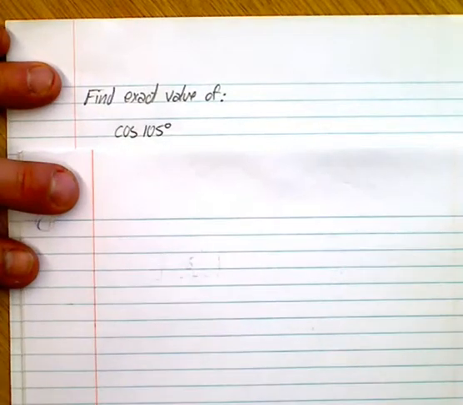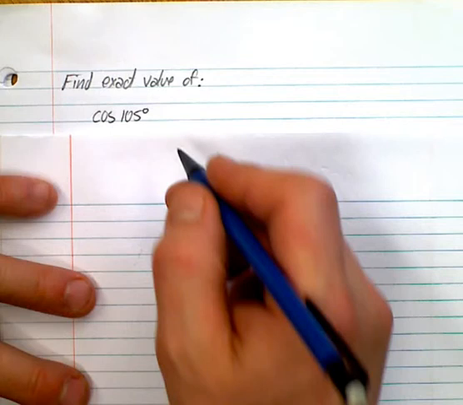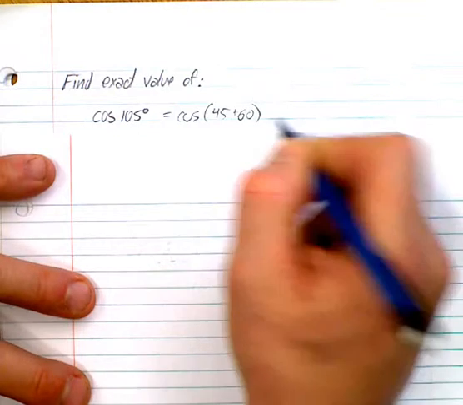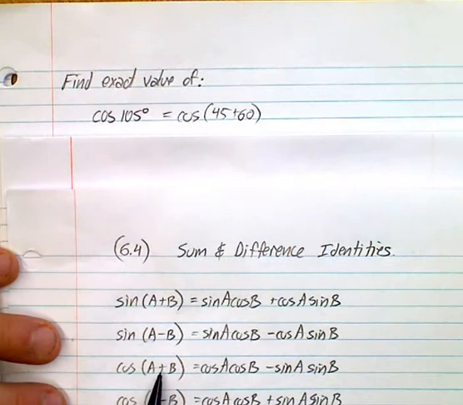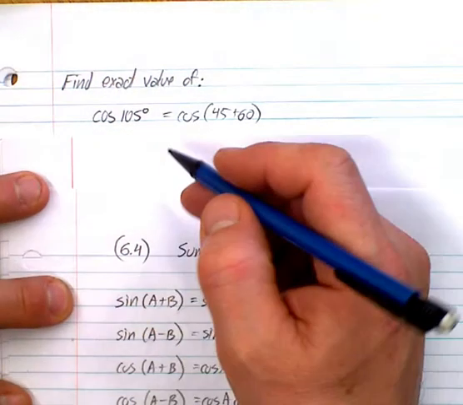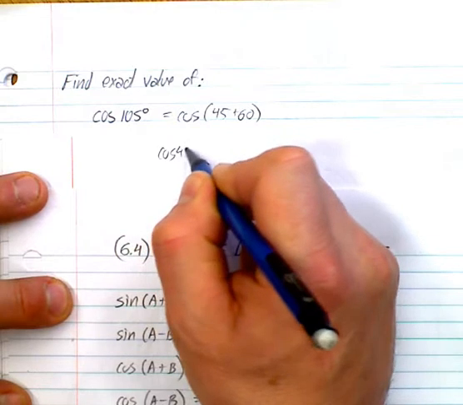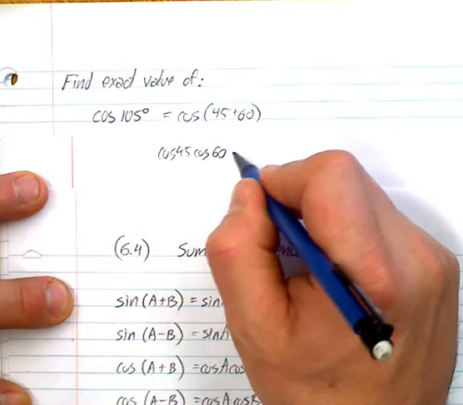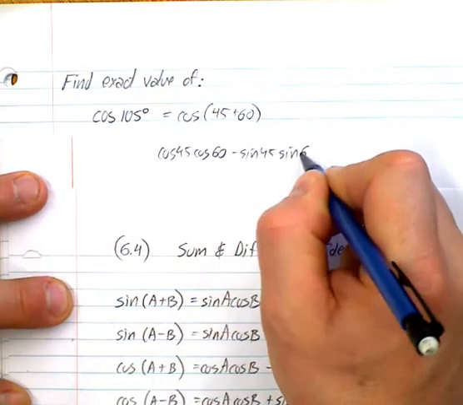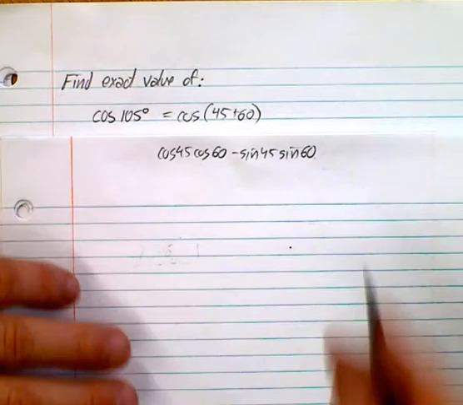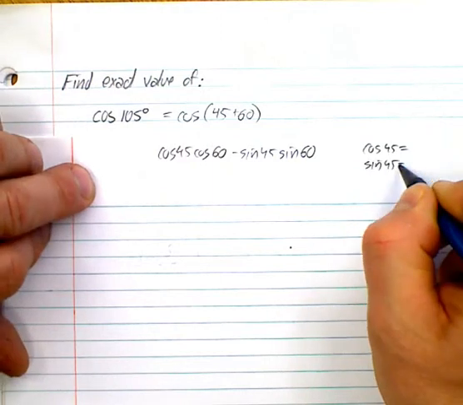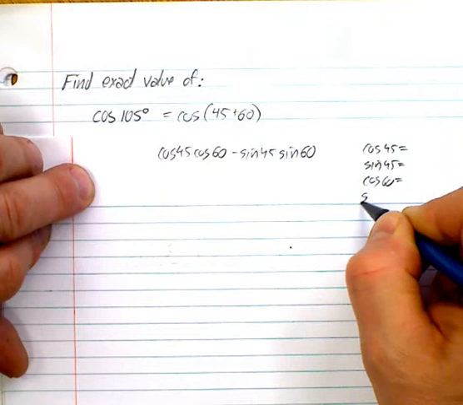Okay, so cos 105. Hopefully you can see that that's equal to cos 45 plus 60. Okay, and then from that, what we need to do is look at our cos A plus B, right? That means that this will be cos 45 cos 60. And we're going plus here, so minus sine 45 sine 60. So what we need to do now is figure out what cos 45 is, what sine 45 is, what cos 60 is, and what sine 60 is.